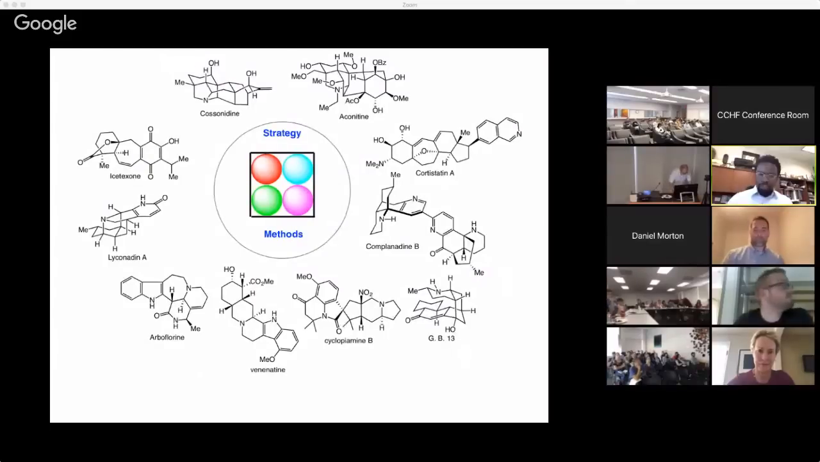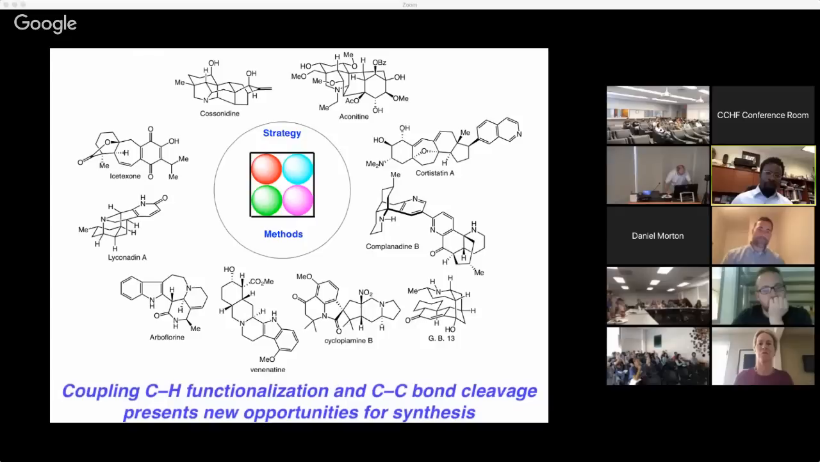All right, so that's the story I wanted to share with you today. Again, my laboratory is very much interested in complex molecule synthesis, and we think primarily about strategy and how we can employ different methods to build complex molecules. More recently, we've become very interested in this idea of merging CH functionalization with CC bond cleavage reactions, and we think these present new opportunities for not only building complex molecules, but perhaps also accessing at a late stage a diverse range of pharmaceutically relevant compounds.